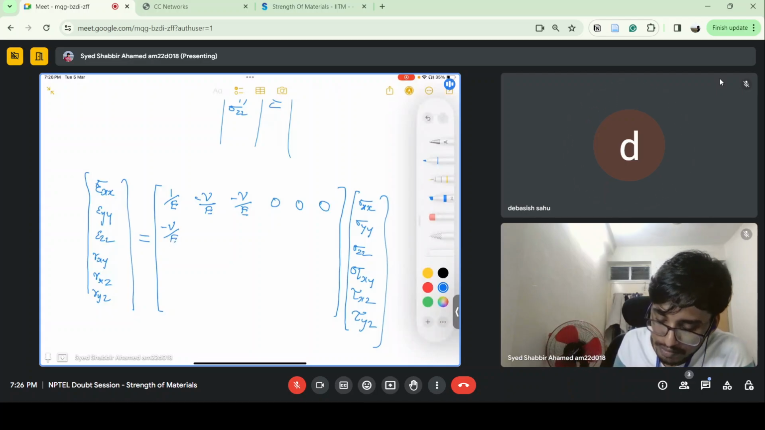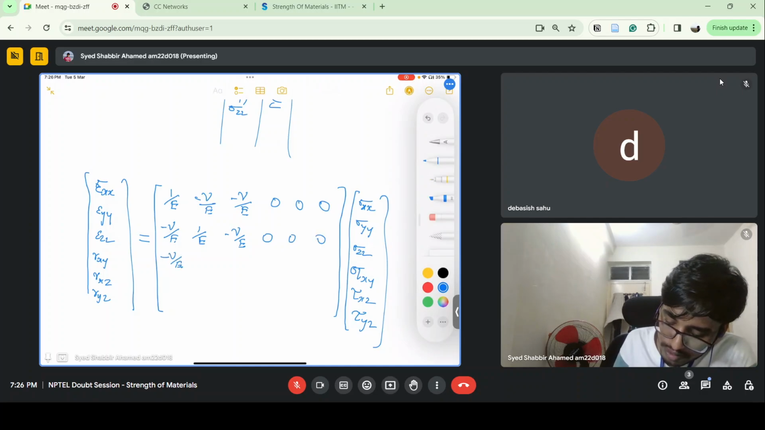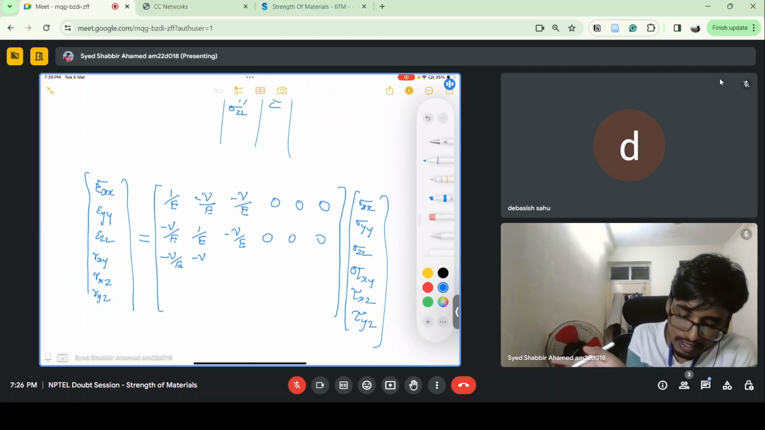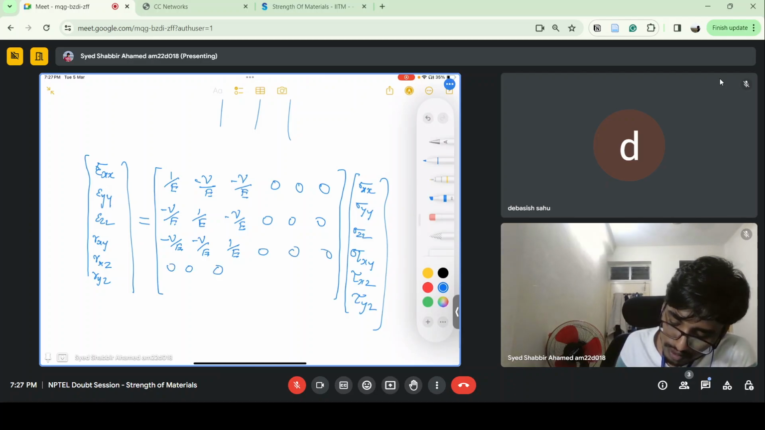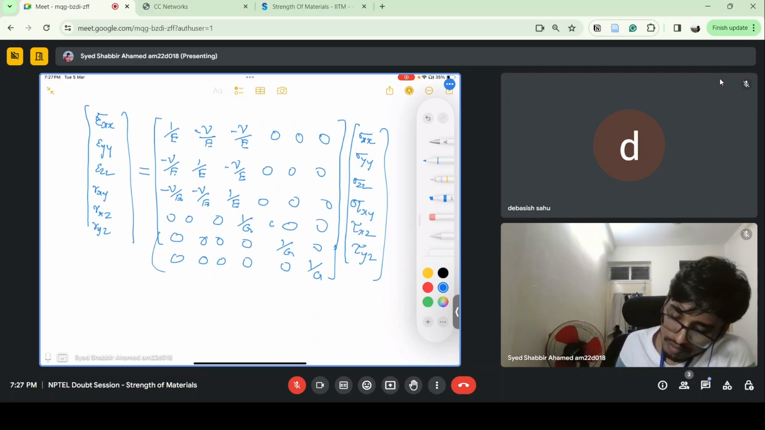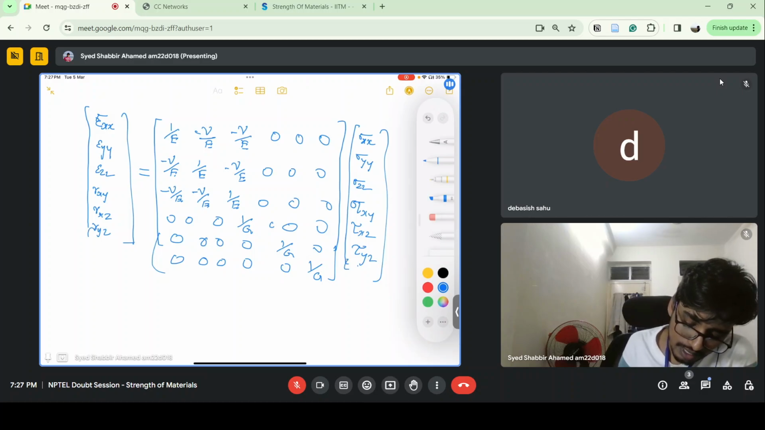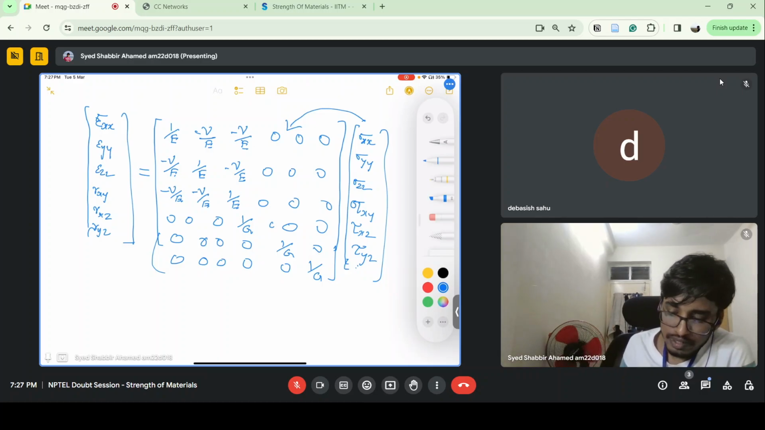I'm just writing Hooke's law as a matrix. If you multiply this, you will get epsilon xx is equal to sigma xx by E minus mu into sigma yy plus sigma zz by E. Simple thing. And you have this, 1 by G on the diagonal for the shear terms. Here you have stresses, and if you multiply the stresses with this matrix, you will get the strain. This is Hooke's law.